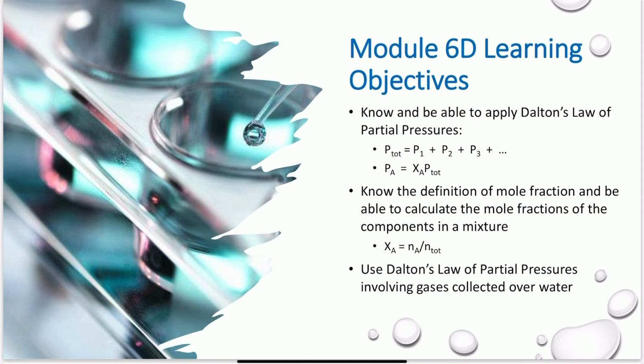All of those added together make up the total pressure of the total system. So P total is your total pressure of your system, and this is equal to the partial pressure of your first component plus the partial pressure of the second component plus the partial pressure of the third component, and so forth. We can also say your partial pressure is equal to your mole fraction times the total pressure of your system. Your mole fraction is basically the percentage of the sample that's comprised of that specific compound or molecule you're looking at, but in a fractional form instead of percent form. So you do need to know the definition of a mole fraction, be able to calculate mole fractions of the components in a mixture, and then use Dalton's law of partial pressures involving gases collected over water. We'll do some examples with that as well.